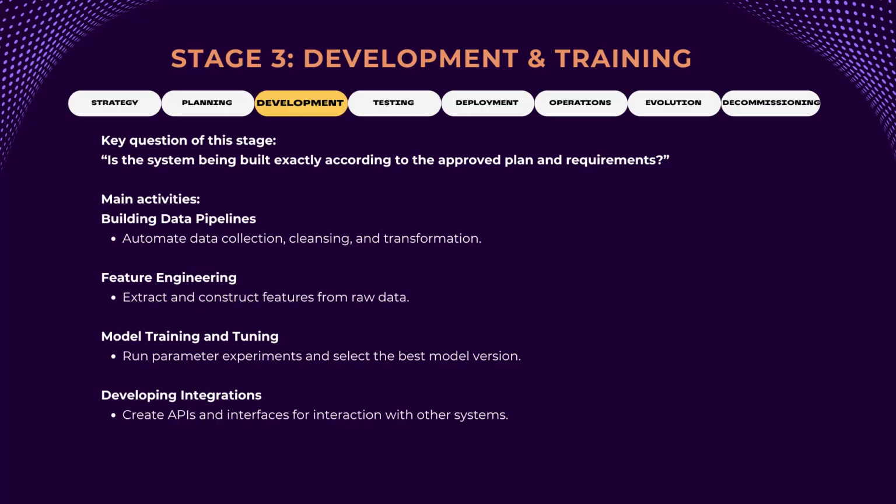Feature engineering. From raw data we extract and form the features the model will learn on. Model training and tuning. We conduct training, run experiments with different parameters, and select the best model version. Integration development. We build APIs and interfaces for the future system to interact with other enterprise applications. The result of this stage is not just a prototype but a product ready for testing, a trained model, working data pipelines, and all necessary code.